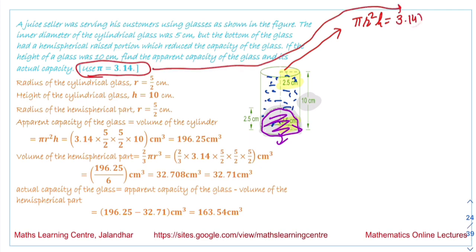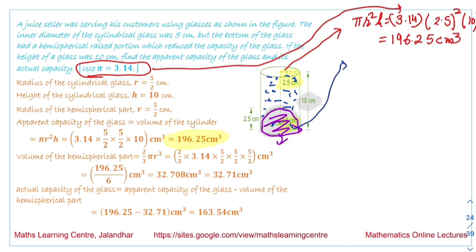So it is 3.14. The radius we have is 2.5 squared, and the height we have is 10. On multiplying all these values, you will get the answer 196.25 centimeter cube. So this is the actual capacity of this cylinder. We are saying how much volume is reduced by this hemispherical portion.